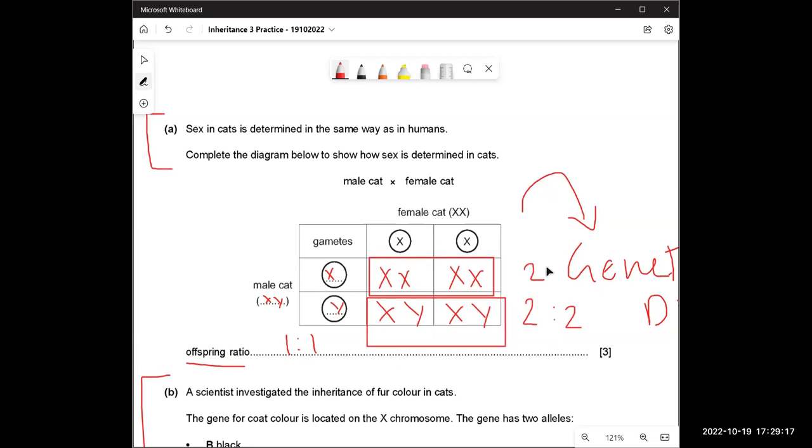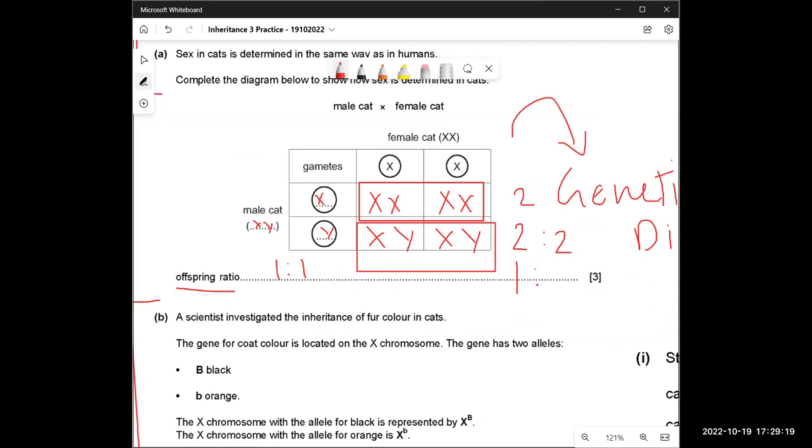But we don't write 2:2, we simplify it. If we simplify it, it becomes 1:1. Divide both of these by 2. The next question.